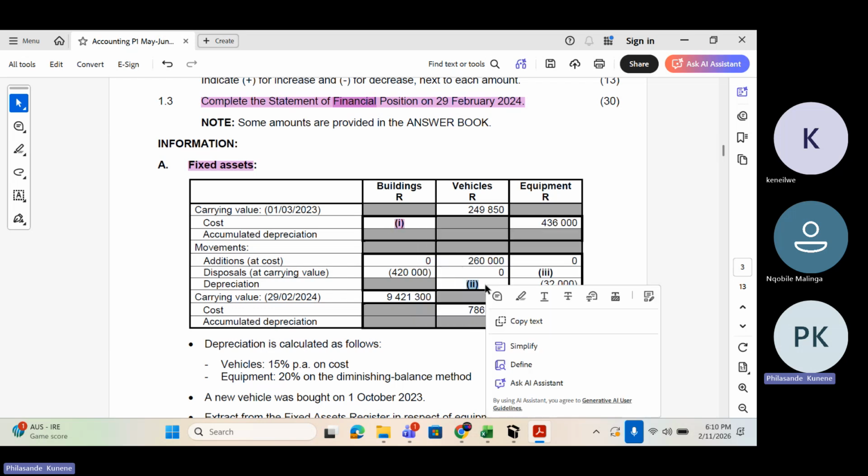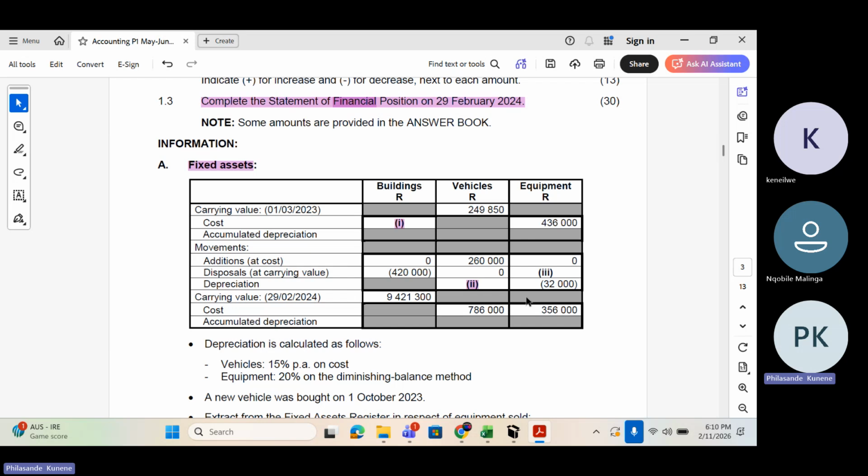Number 2, we need the depreciation for vehicles, which means we need to calculate the depreciation for vehicles. And then we need disposal and carrying value for equipment, which means for all the equipment that was disposed, we need to calculate their carrying value. And then they're saying here depreciation is calculated as follows. Vehicles is 15% per annum on cost, equipment is 20% on the diminishing balance method.